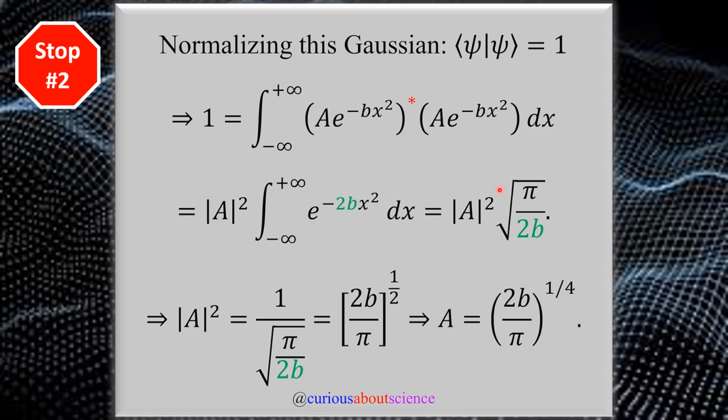So we see that that was for e to the negative a x squared, you get pi over a. So in our case, color coding here, a is 2b, so we just put that down there. And then, of course, if we want to normalize it, we have to isolate a, so we have to divide the square root over, which is what we see here.